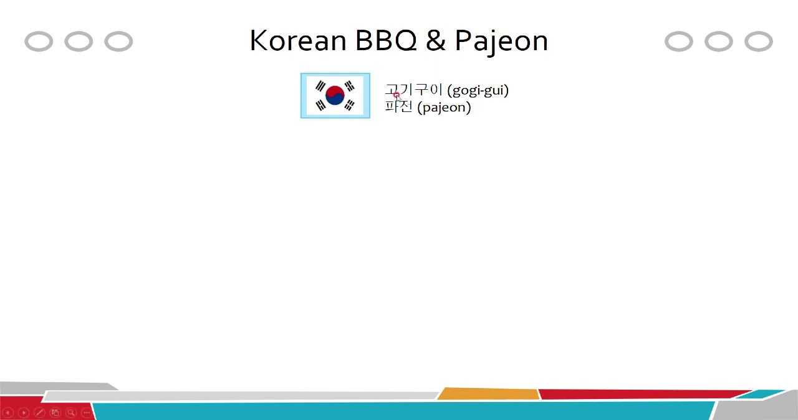In Korean barbecue, we say 고기구이. 고기, 구이. 고기 means meat. 구이 means barbecue. So put it together, it becomes 고기구이. Next, we have 파전. 파전's pa means green onion, and 전 is for pancake.